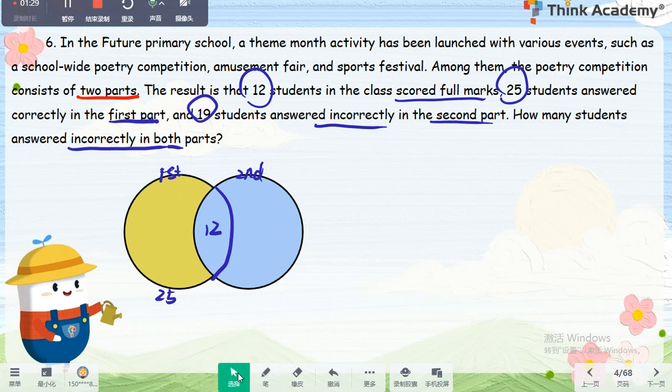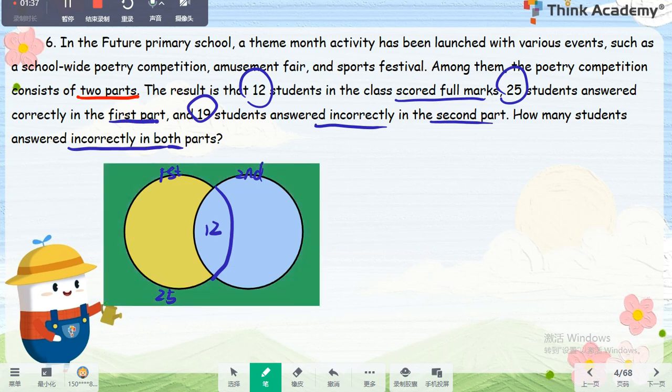We can't get it directly, because incorrectly in the second part means that is outside the two circles, but not just outside the blue circle, since they can also be in the yellow circle. How many students answered incorrectly in both parts? This question wants us to find how many students are not in the two circles.